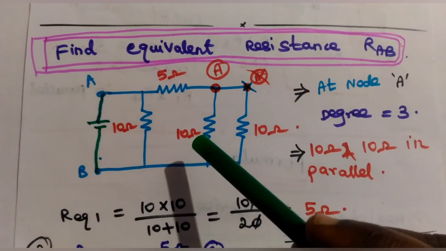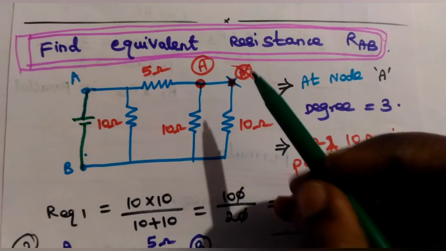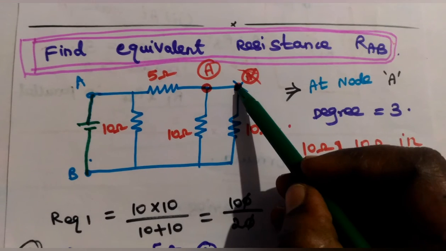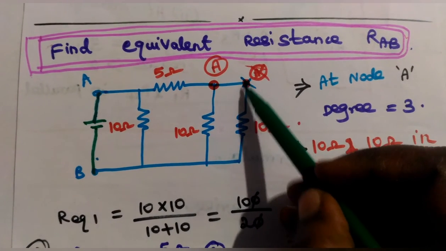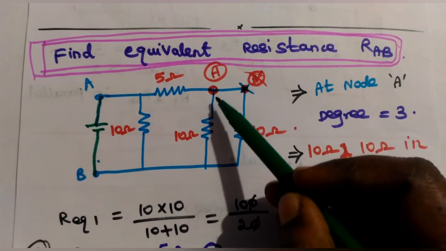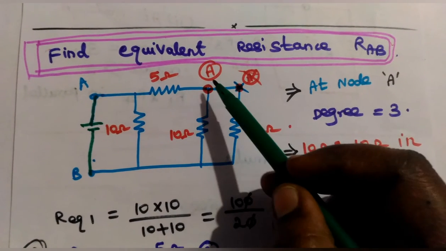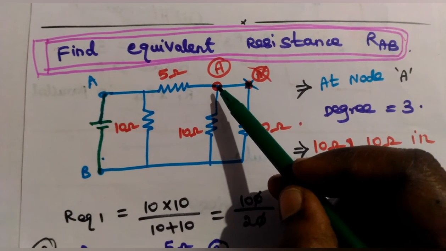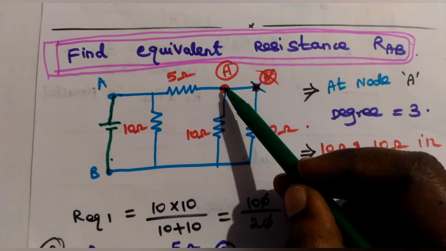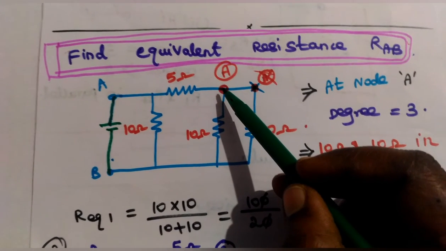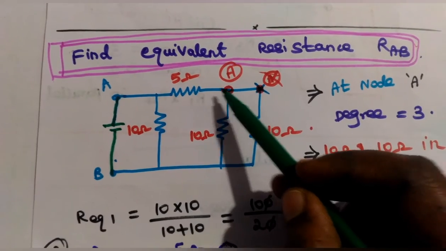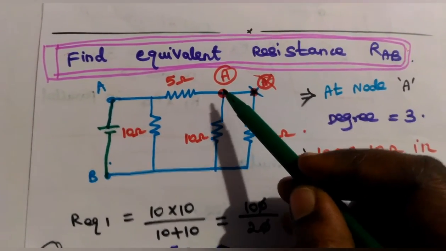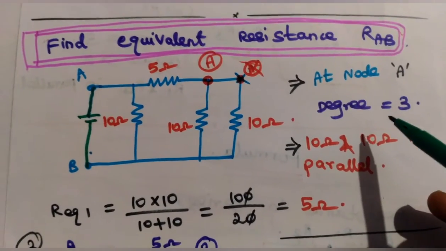So for this problem we can identify a node. This node also we can consider. If you are considering this node, the number of elements at the particular node will be one resistance, another one resistance, and another one resistance. There are three elements connected at the particular node. So here I have considered the node at A. Now at this node, what is the degree? That is, what is the number of elements connected at the node A? There are three elements: 5 ohm, 10 ohm, 10 ohm. These are all connected at the node A. So the degree of the node will be equal to 3.